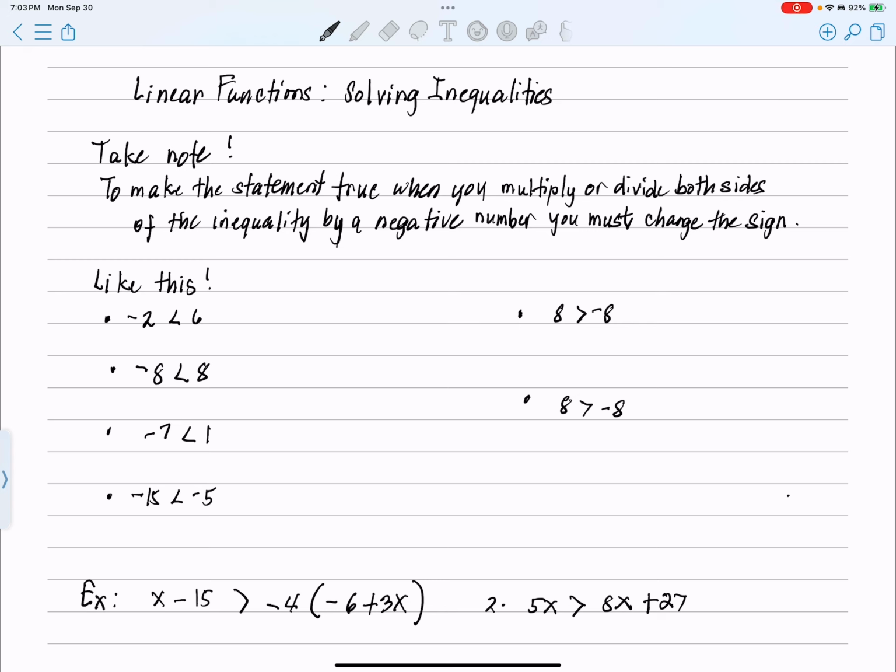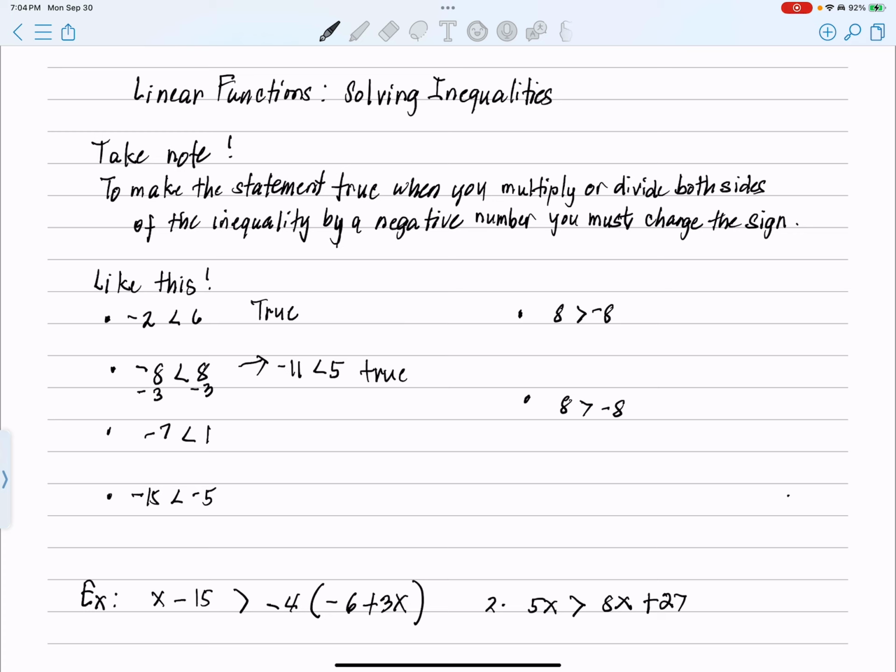This is a true statement. Alright? A negative 2 is less than 6. How about a negative 8 less than 8? I subtract negative 3 on both sides. What is going to happen? We have a negative 11 less than 5. Still, we have a true statement. Right? That's true.